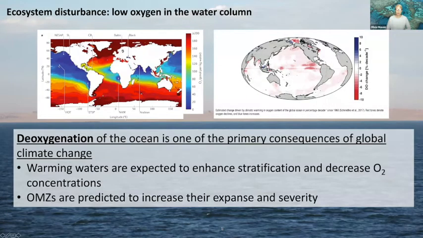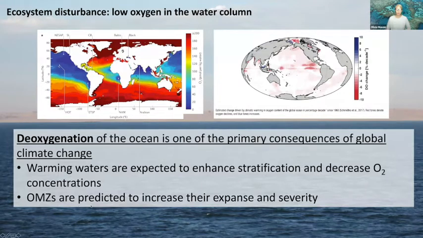All right, so deoxygenation of the ocean is one of the primary consequences of global climate change. Warming waters are expected to enhance stratification and decrease oxygen concentrations. And we can also just think about this in terms of gas solubility, right? The warmer the water, the less soluble gases are, and that includes oxygen.